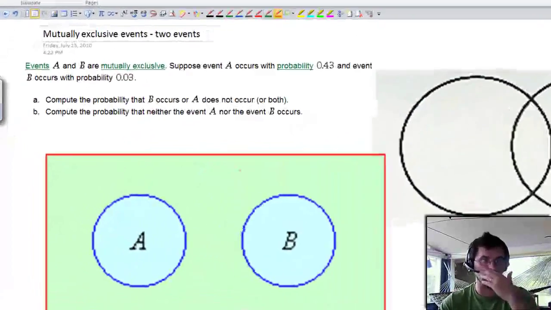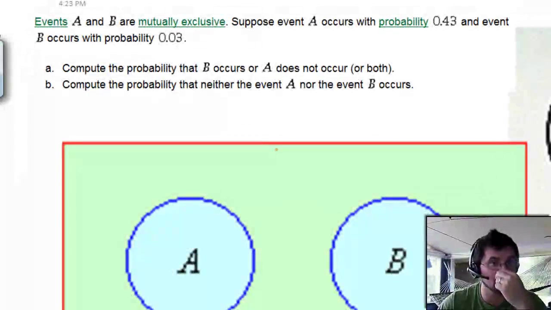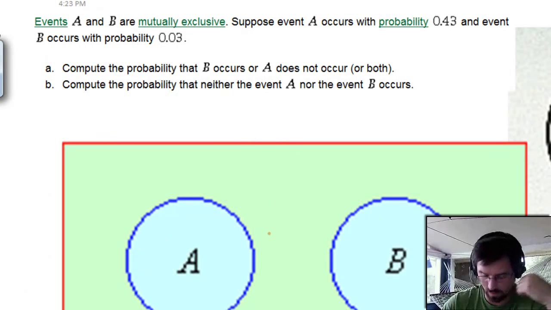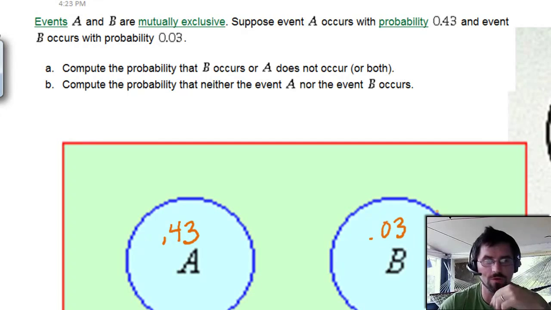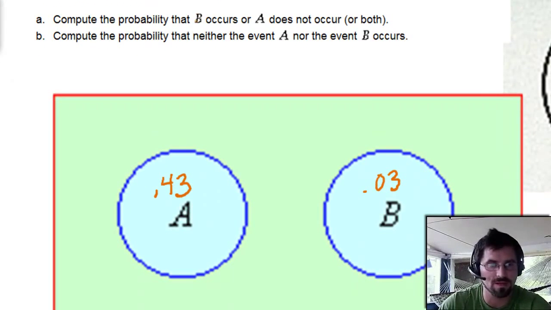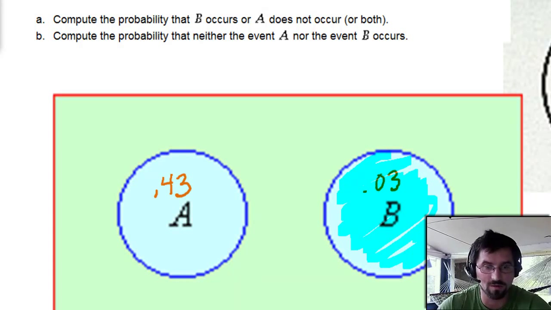Alright, so here's our next problem. It says events A and B are mutually exclusive. So once again, we're in the mutually exclusive category. And suppose that A occurs with a probability of 0.43, so 0.43 is in here, and B occurs with a probability of 0.03, so 3% of the time. Compute the probability that B occurs or A does not occur. So here's B. We know the probability of it happening is 0.03. What's the probability of A not occurring?